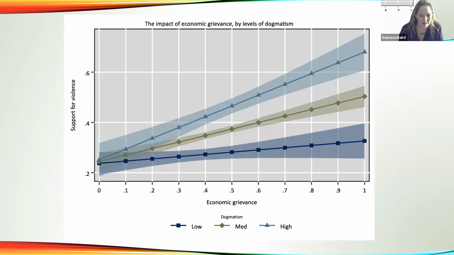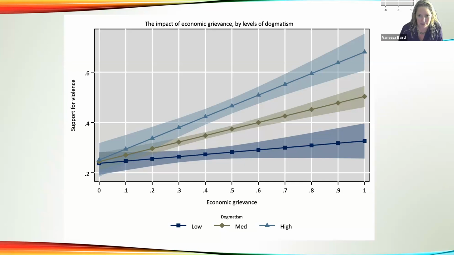But here I've got, y'all can probably see this better than I can, the interaction between dogmatism and perception of an economic grievance, which is, by the way, uncorrelated with actual economic grievance, which is kind of fun for my story. If you're not dogmatic, then your perceived economic grievance does not increase your support for political violence. But if you are dogmatic, look at the magnitude of the impact there.